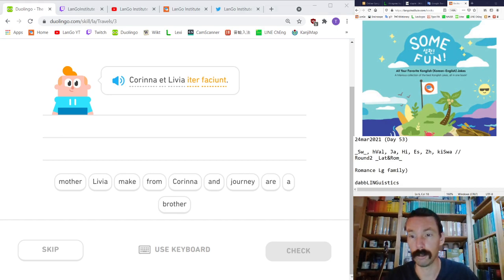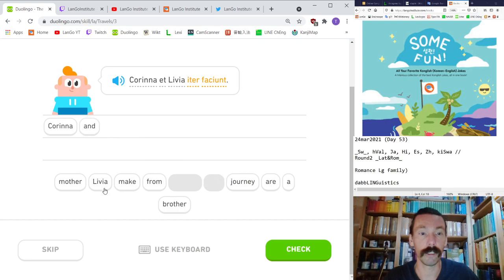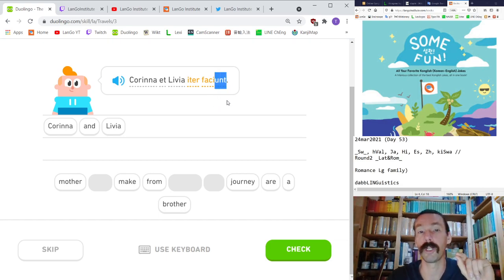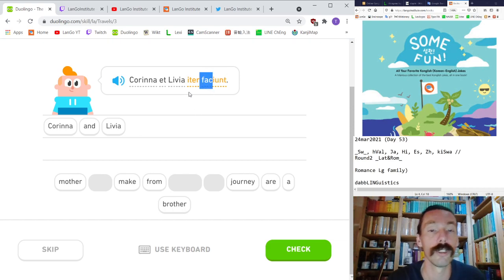Iter faciunt. Corinna et Livia, these are female names, conjoined. They're the subject. We're going to see nouns, we're going to see verbs. And in this language, and in all of the daughter ones, and the cousins, the grammatical roles and categories are marked on suffixes. At the front, you have your verb roots. That's for a verb. Faciunt, this is, so, facile.